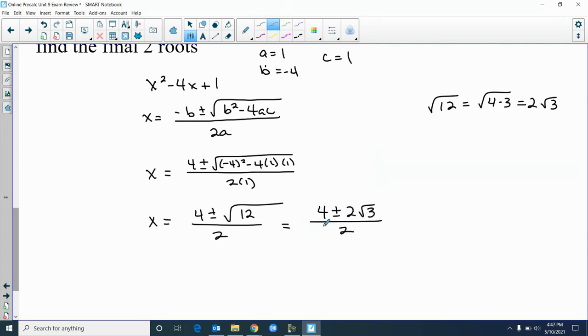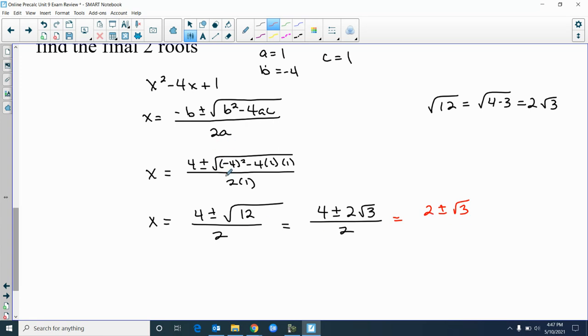This only reduces further if the 4, the 2, and the 2 are all divisible by the same number, and they're all divisible by 2. So this is going to reduce to a final answer of 2 plus or minus square root of 3 over 1, or just 2 plus or minus square root of 3.